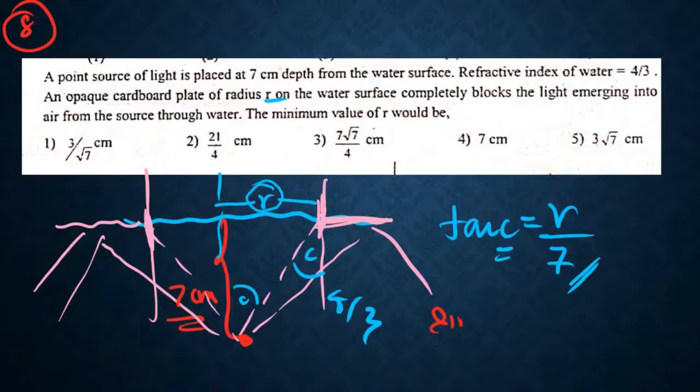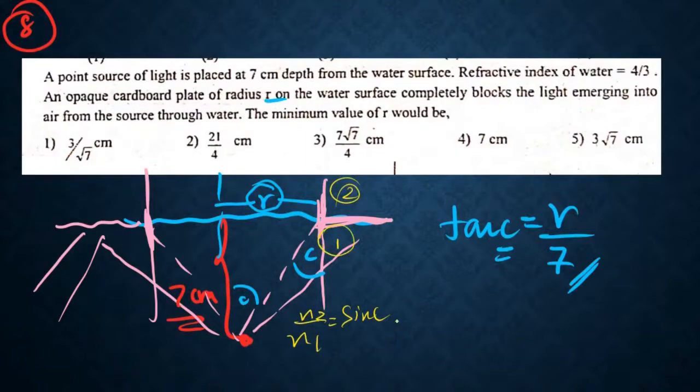So the same equation we need to apply. Let's apply the equation now. n2 over n1 equals sin c. Again, second medium is this one, first medium is this one. So it's 3 over 4 equals sin c. And from that we need to find the tan c value, right? So to find actually r, we can apply a trick here.